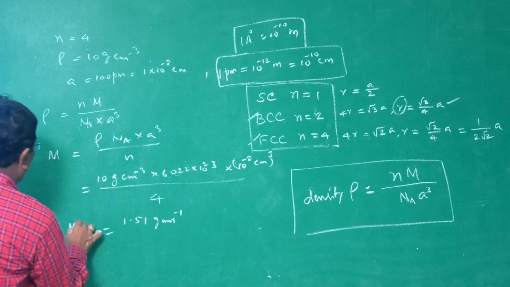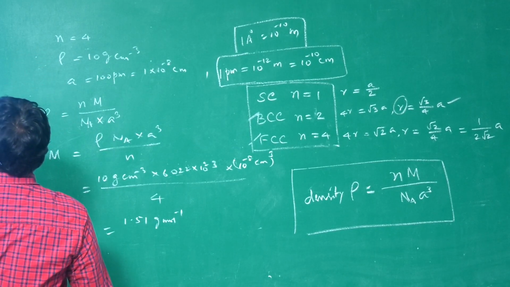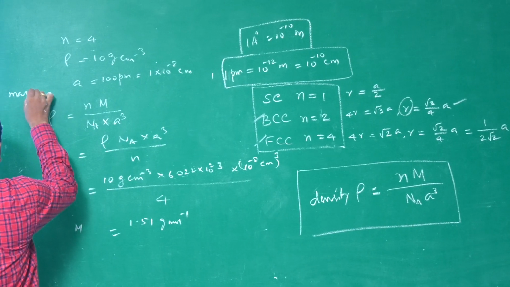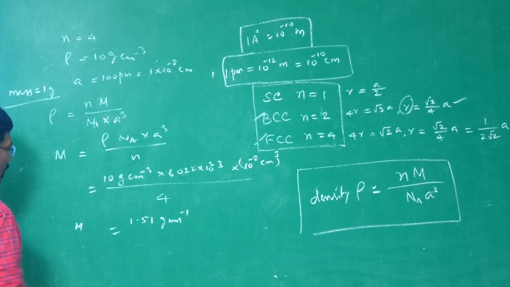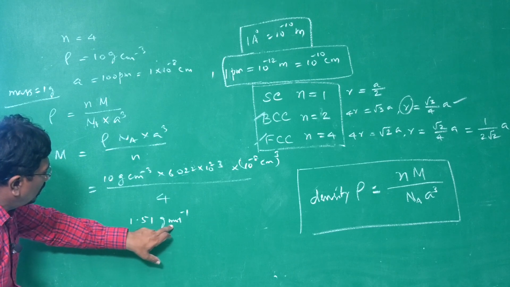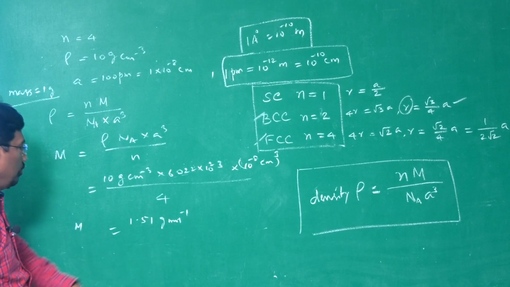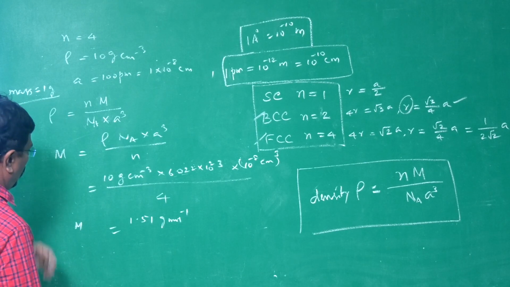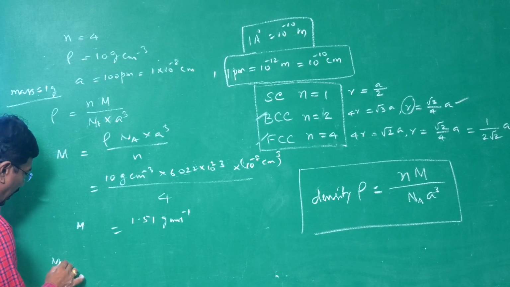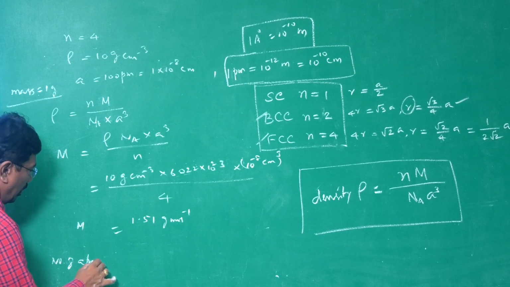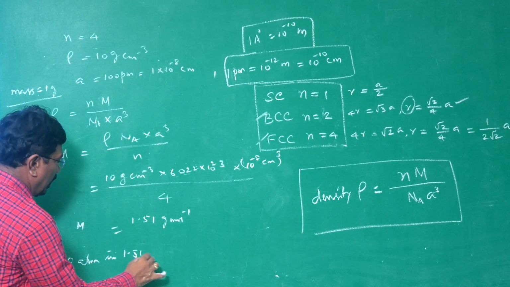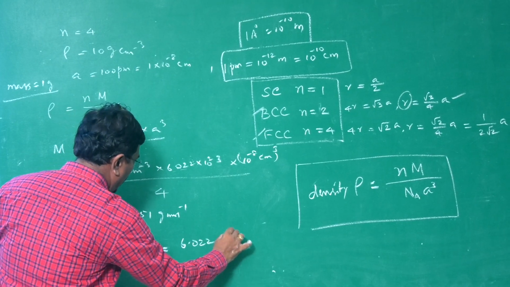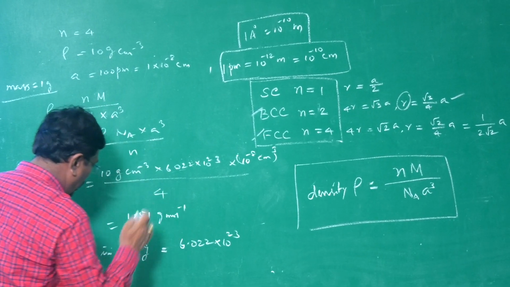Molecular mass is gram per mole and mass of the substance is given as 1 gram. So, in 1 gram substance, how many moles will be present? In this many gram, we have Avogadro number of atoms, and therefore, in 1 gram, how many atoms will we get? That we have to find out. So, number of atoms in 1.51 gram is equal to 6.022 into 10 power 23. This many atoms will be present in this mass.